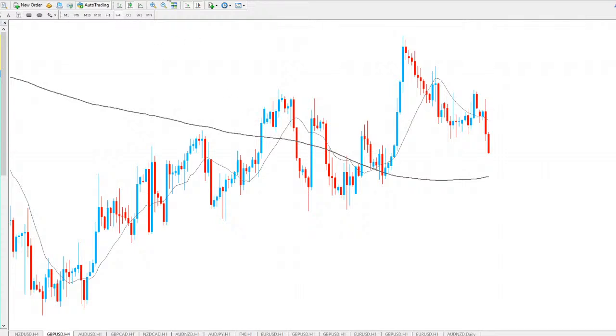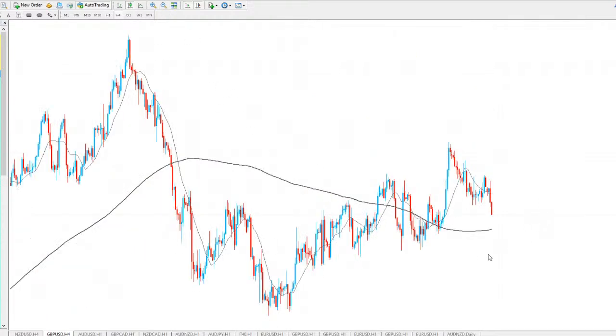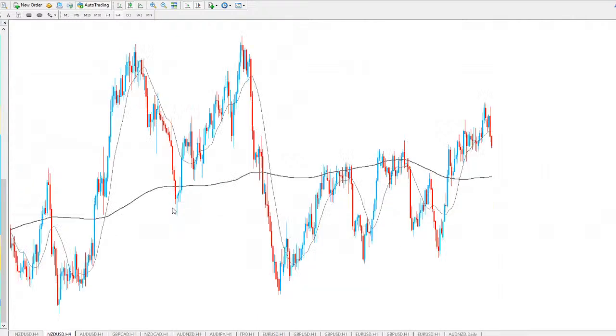But yeah, GBPUSD is looking bearish and I'm probably expecting that to continue. The next key area in the market for support levels is all the way down there. So nonetheless, expecting that to continue. Yeah, we'll be taking a look at NZDUSD now.